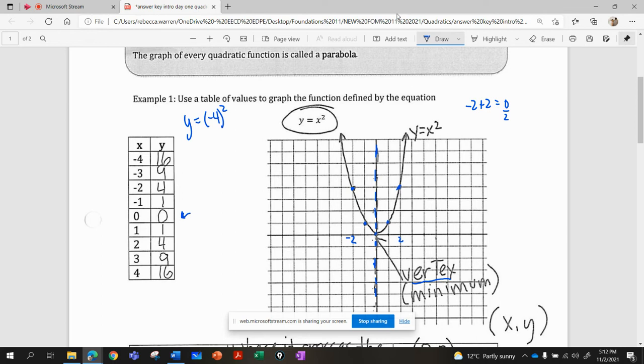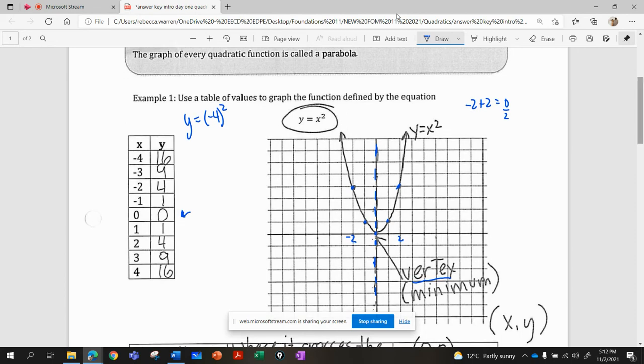All right, so your vertex is really, really important. It also separates your symmetrical points. The axis of symmetry is the line that separates your symmetrical points. And those are some of the key things. Typically we want to find our x-intercepts, our y-intercept, our vertex, and the axis of symmetry as well. On this particular graph, they were all in the same place, but that doesn't usually happen.